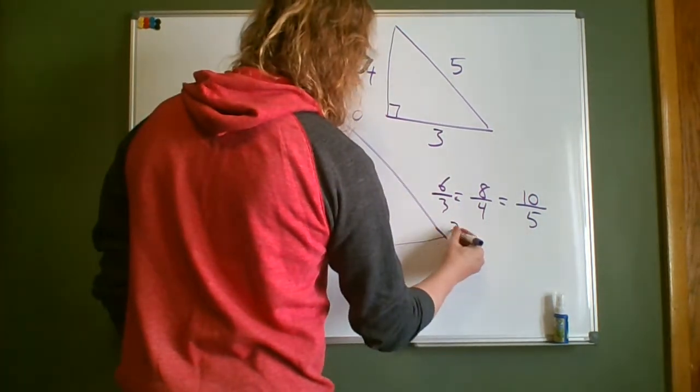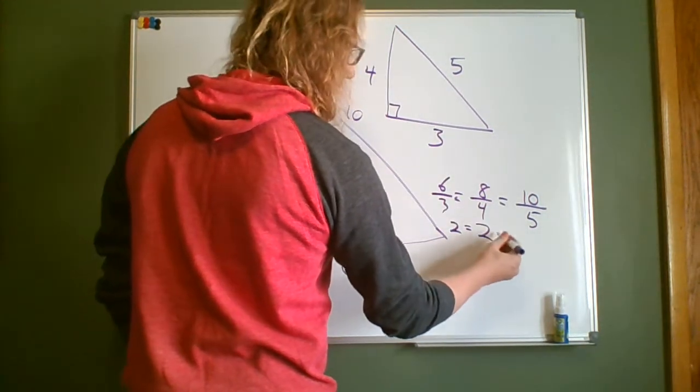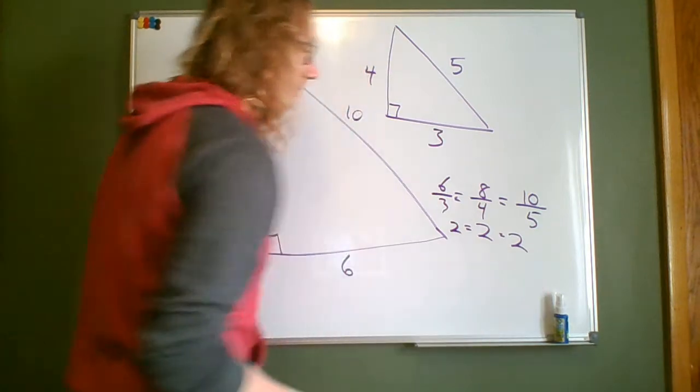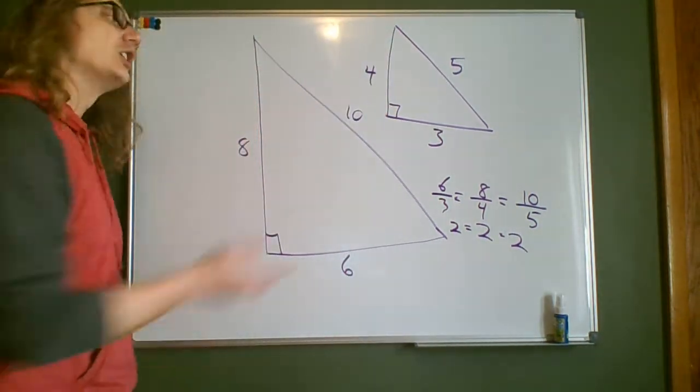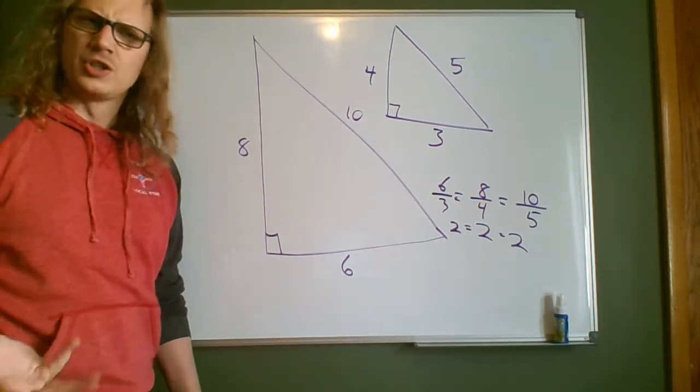6 divided by 3 is 2, 8 divided by 4 is 2, and 10 divided by 5 is 2. So we had the same ratio. We doubled the length of all of the sides. So we know these two triangles are similar. And I constructed them that way.